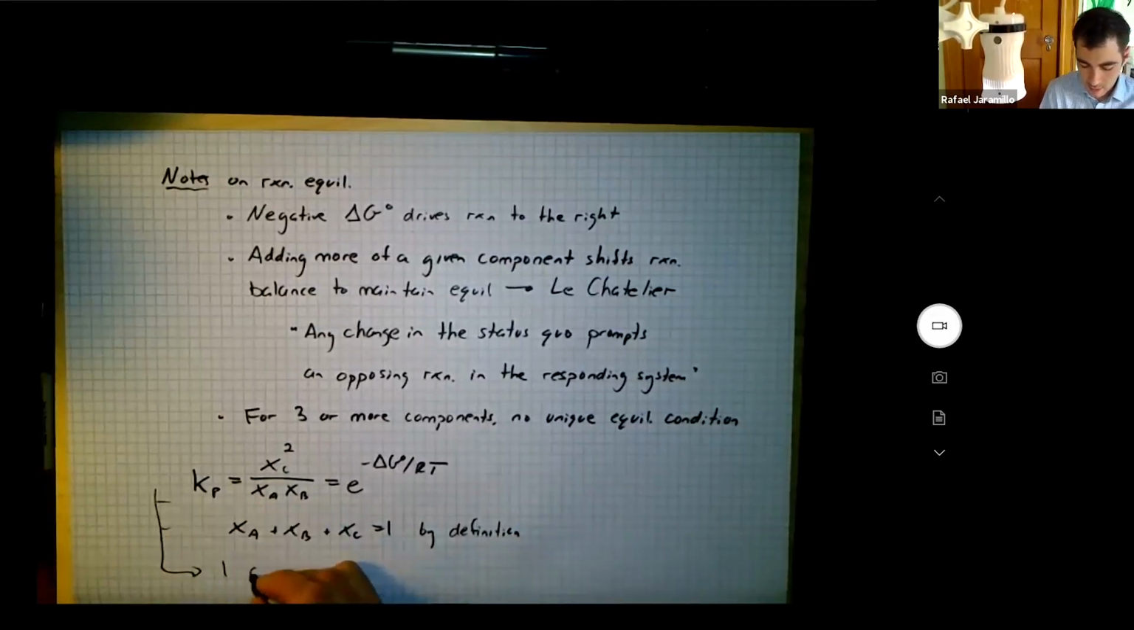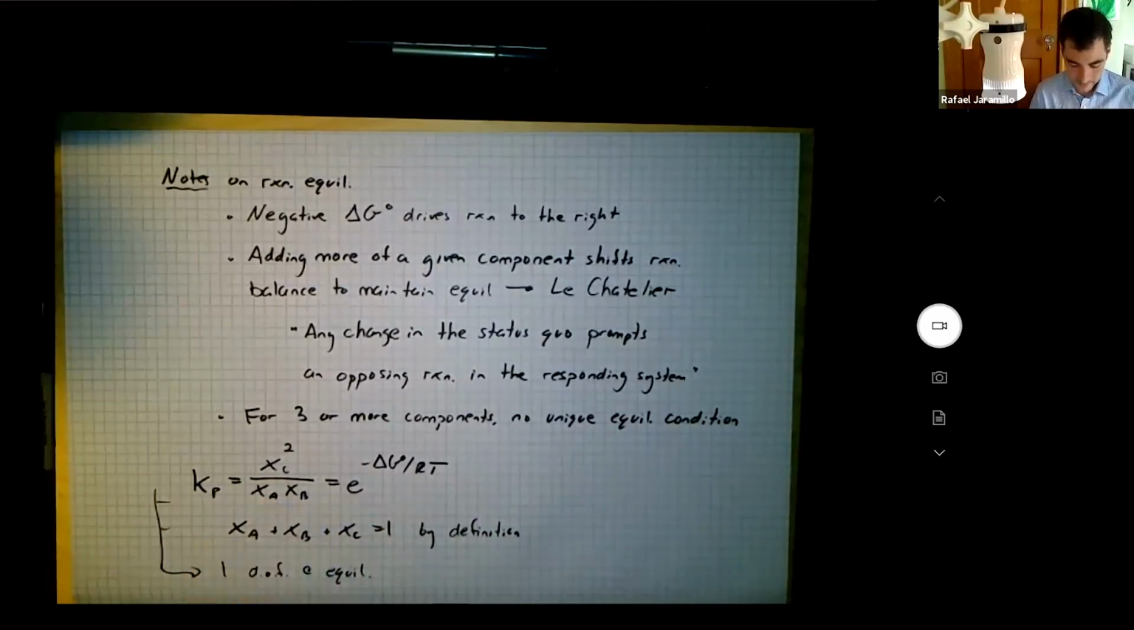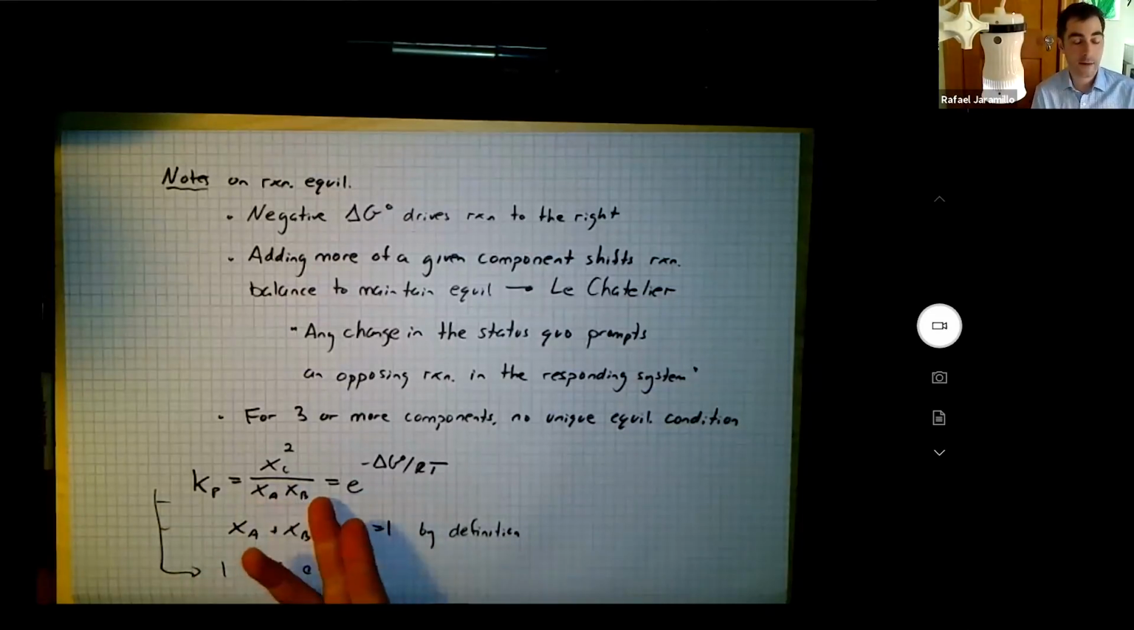We still have 1 degree of freedom at equilibrium. So there's an infinite number of compositions that would satisfy equilibrium here. You can play with the math. If you want to parameterize, you can fix x of c and then calculate x of a as a function of x of b here, if you like. There's lots of ways to slice this, but basically, you could shift your equilibrium balance.